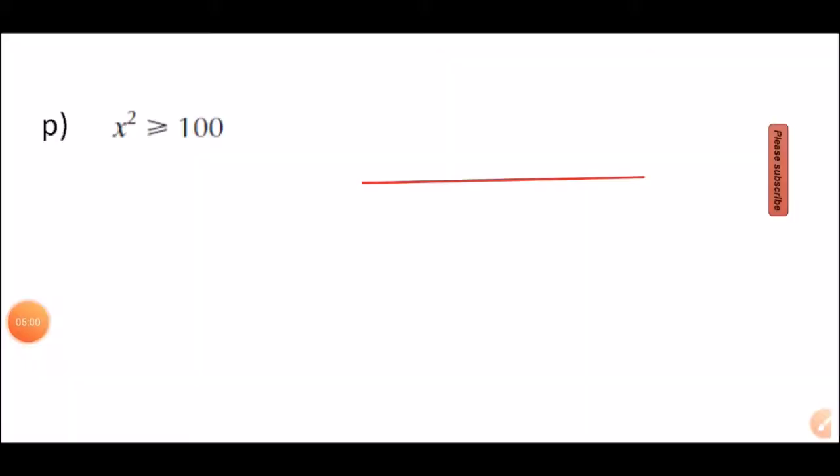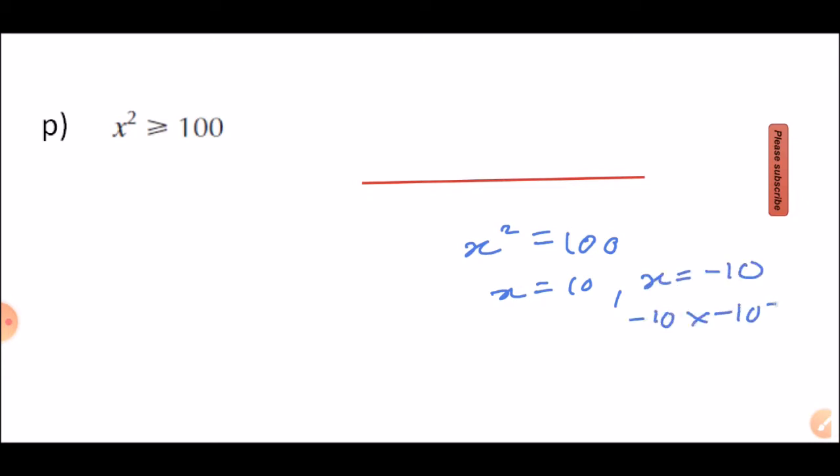So the question P, we just have to find the square root of 100. And don't forget, x squared equals 100 has two solutions. X is equal to 10 or x is equal to minus 10, because minus 10 times minus 10 is equal to 100. So there are two solutions.